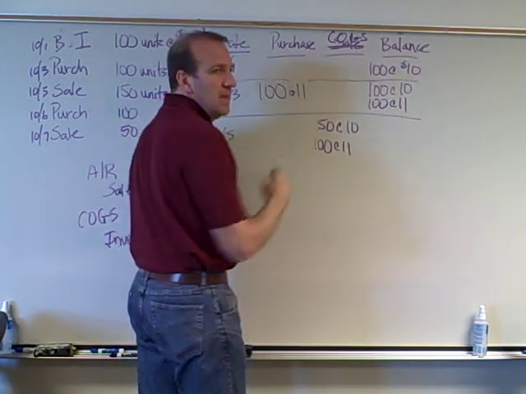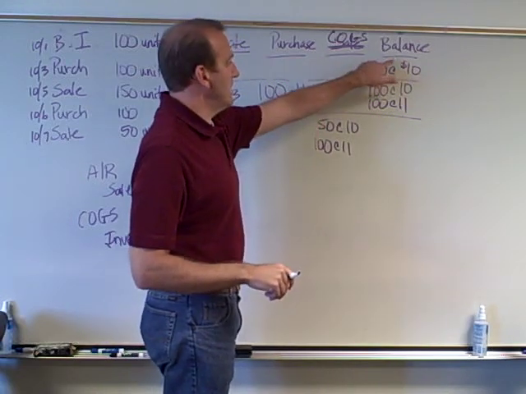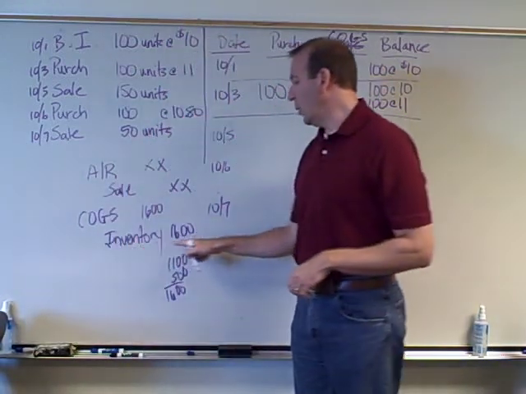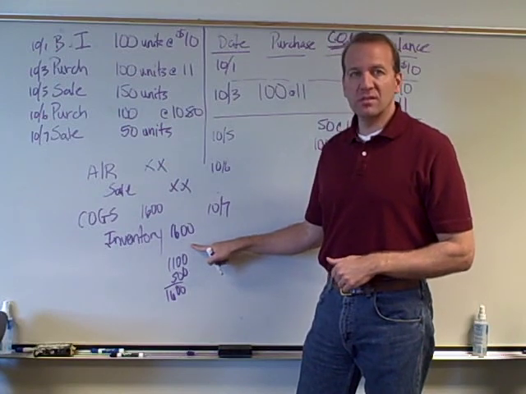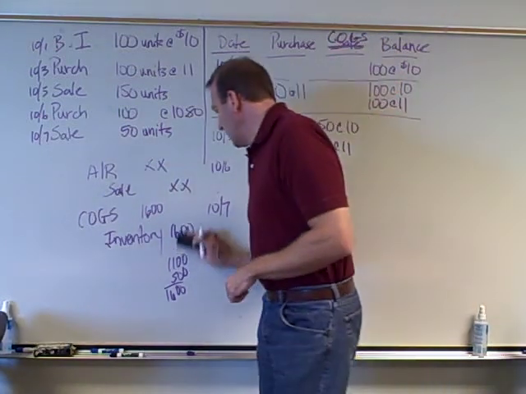This balance column is our inventory. So we've got to take it out of inventory, and that's what this is doing. We're crediting inventory, which reduces that asset. Okay.